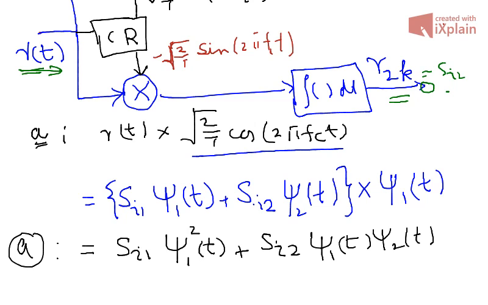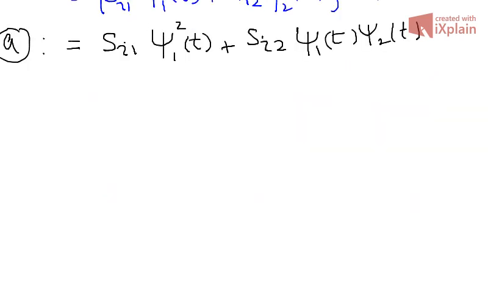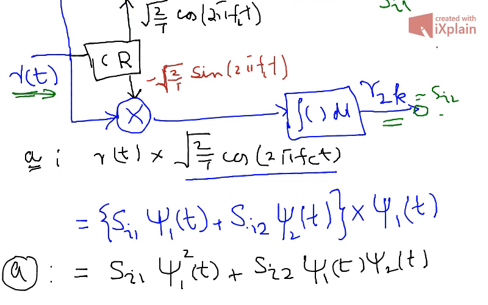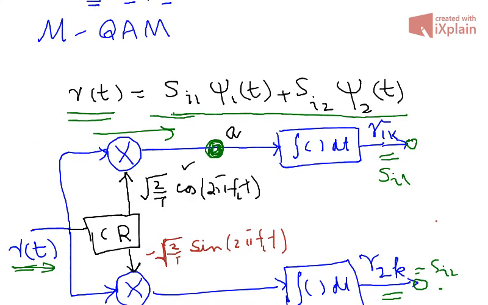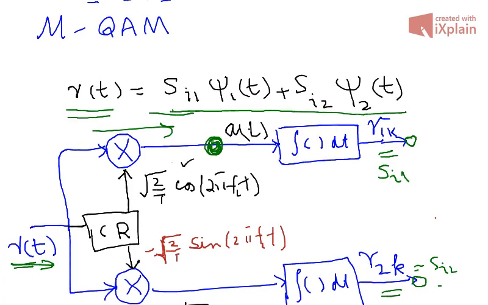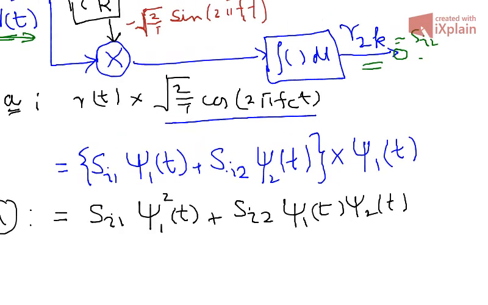Now the integrator has to integrate this signal, and if we try to find out the output of the integrator, let me represent it. You can give it any name. Suppose this is the signal A of t, the signal at point A. So A of t has to be integrated now to get R1k.